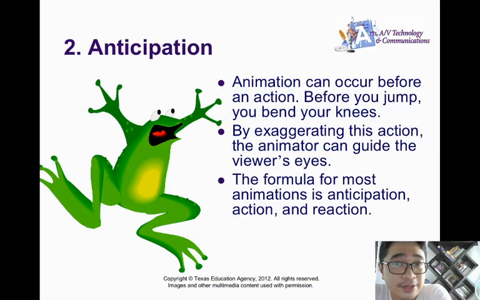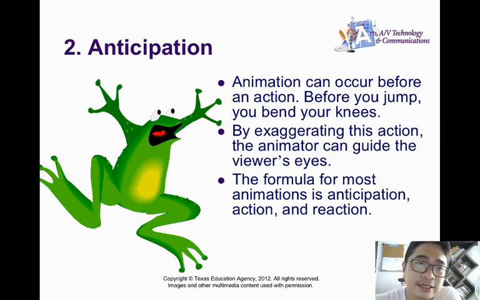Next will be anticipation. Animation can occur before an action. Before you jump, you bend your knees. So by exaggerating this action, the animator can guide the viewer's eyes. The formula for most animation is anticipation, action, and reaction.